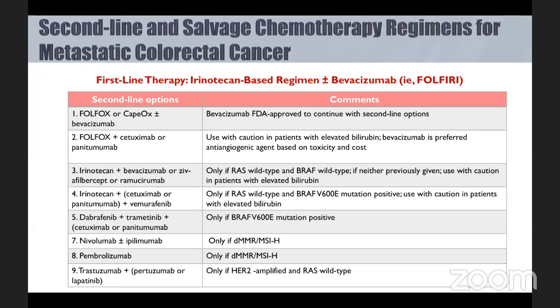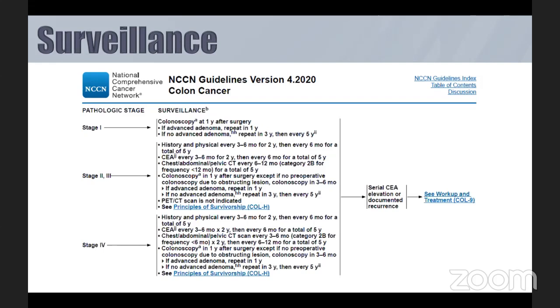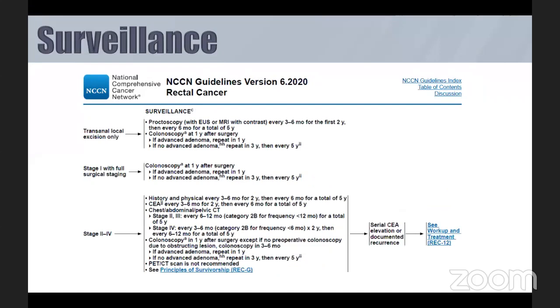So just to go over the surveillance. This is based on the stage and on the NCCN guideline. Usually for those patients they do colonoscopy, check the CEA, and do physical examination with labs to make sure our patient is doing fine. It might be yearly, then every 2 years, and then every 5 years after the treatment, and it's different for colon versus rectal cancer.